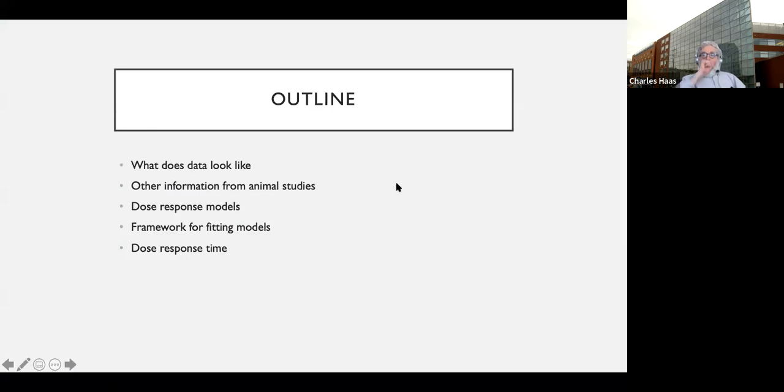So I'll start by looking at what the data itself looks like. Some of the data comes from animals, and so I'll talk about what other information we can obtain from animal studies. I'll talk about the models themselves that we use, why we need to use them, and how they were developed. I'll give you an overview of how we fit the models, although I'm not going to go into a lot of the nitty-gritty computational software for doing it, but present the results.